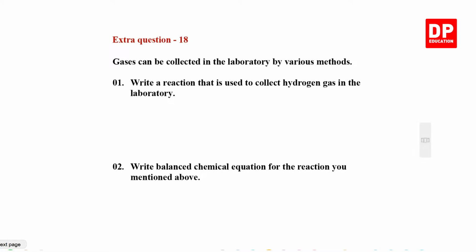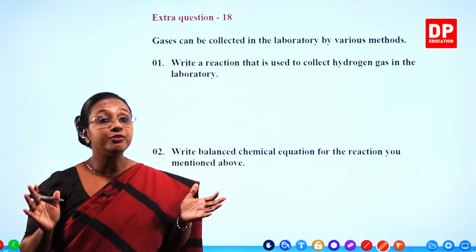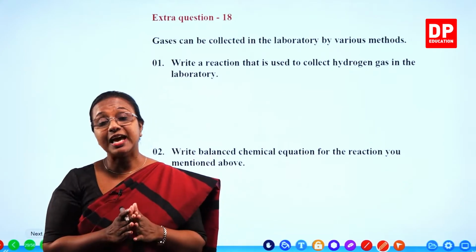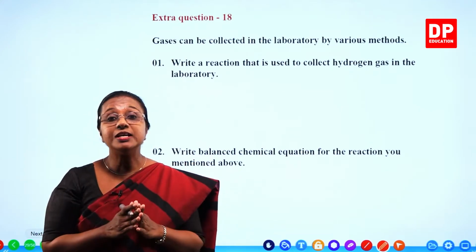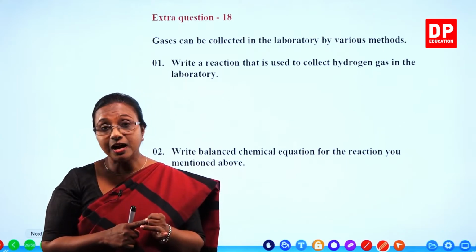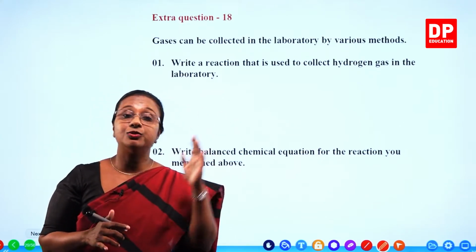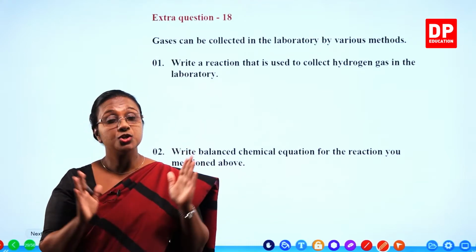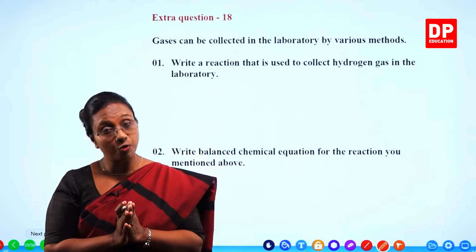Extra question 18. Gases can be collected in the laboratory by various methods. So can you recall all the methods? In all the activities, we collected the gas using downward displacement of water. Because hydrogen, oxygen and carbon dioxide, they will collect over water because they are all less dense than water. So downward displacement of water.